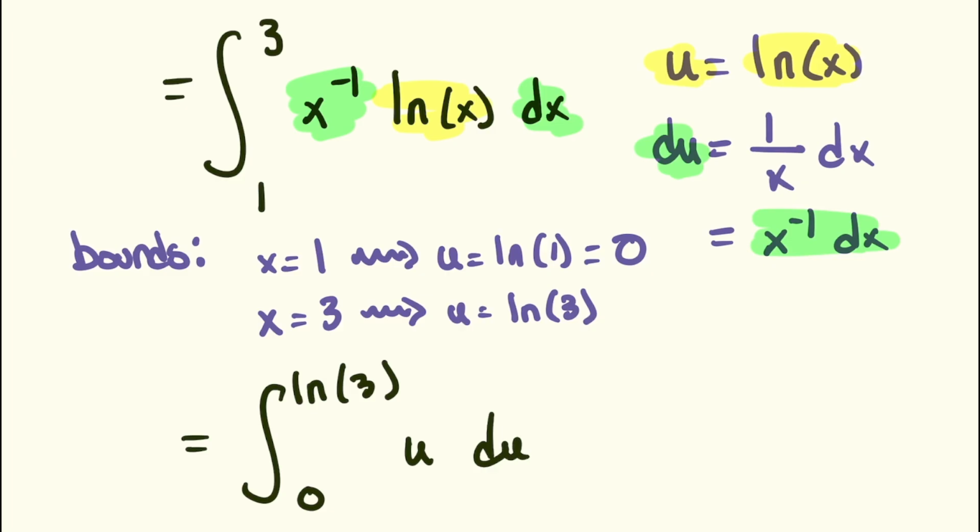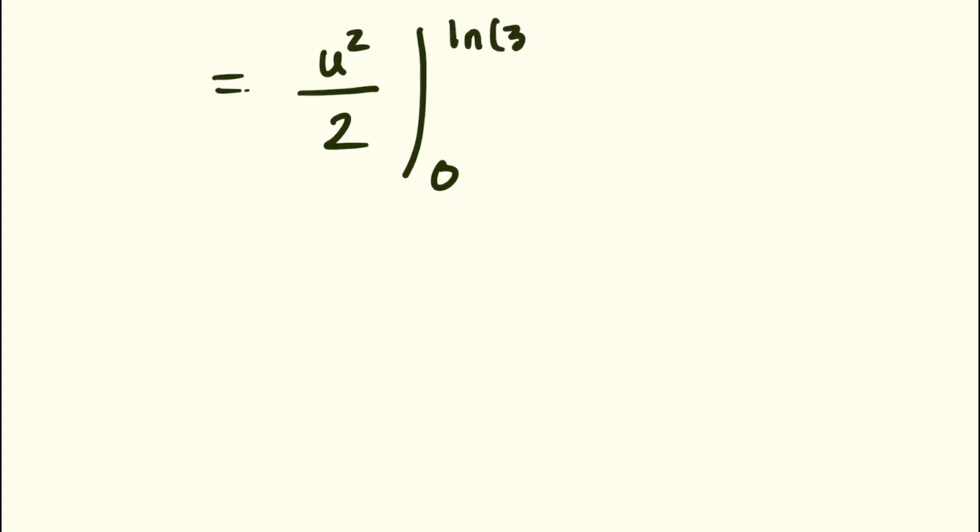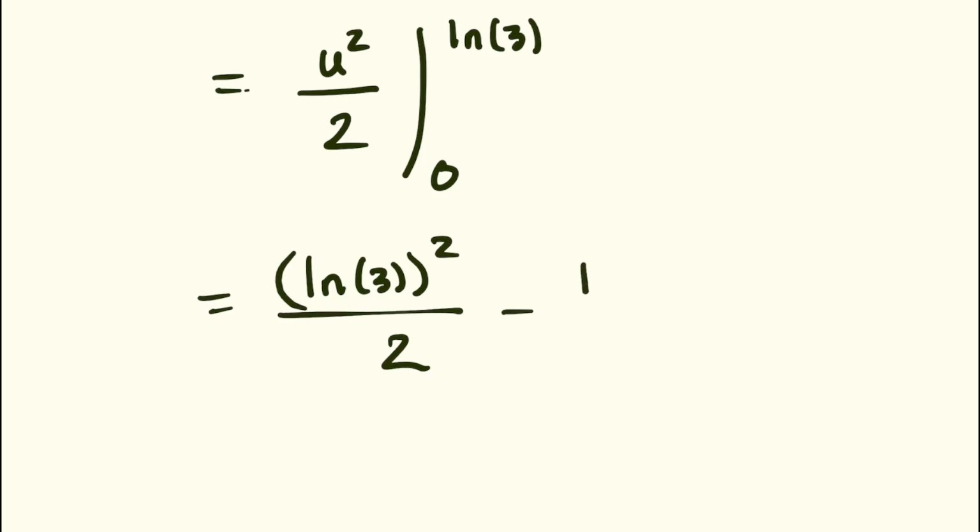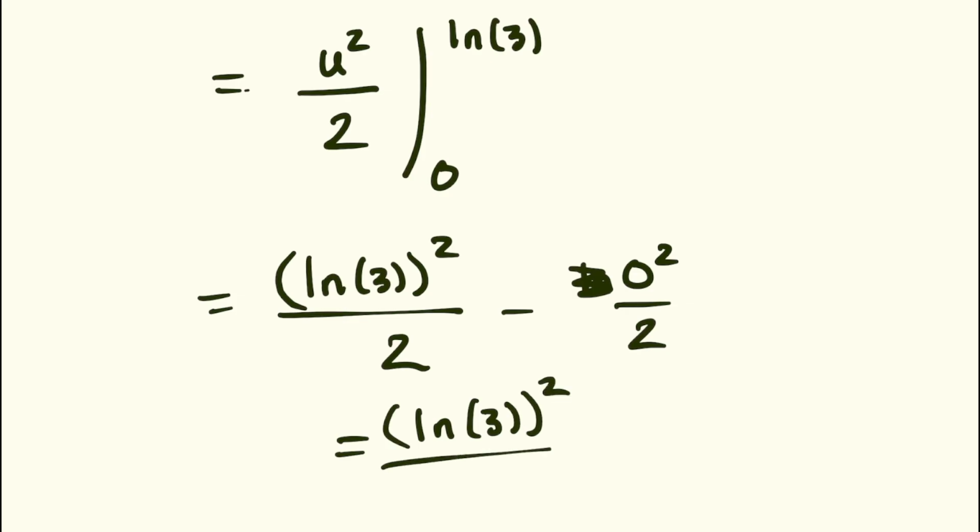When we evaluate this, we are going to end up with adding 1 to our exponent, dividing out by our new power, and we are going from 0 to natural log of 3. Substitute that information in. Natural log of 3 quantity squared over 2 minus 0 squared over 2. So our final solution is natural log of 3 quantity squared over 2.